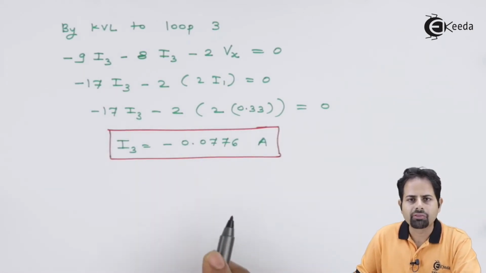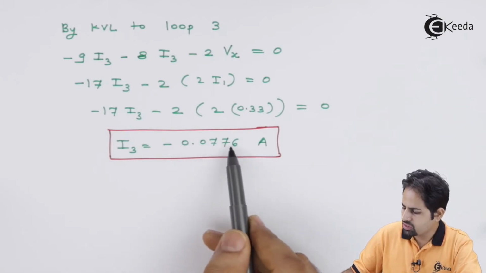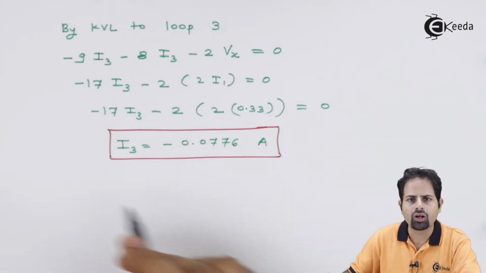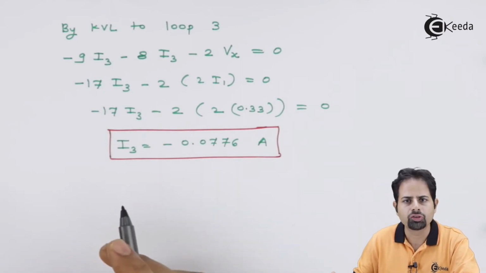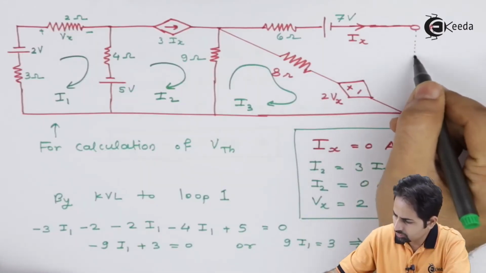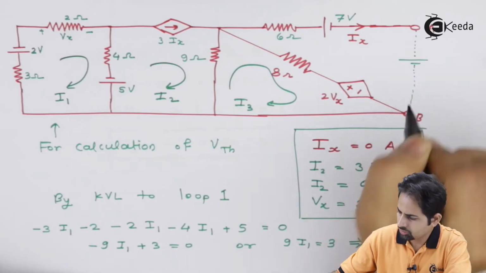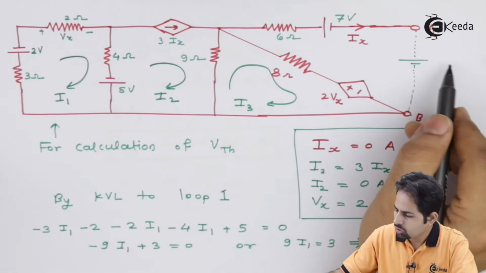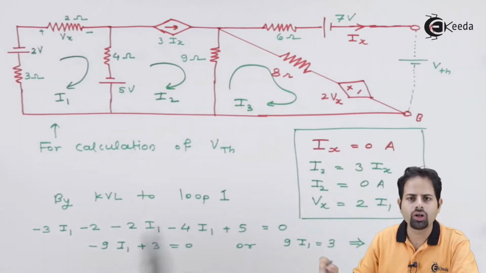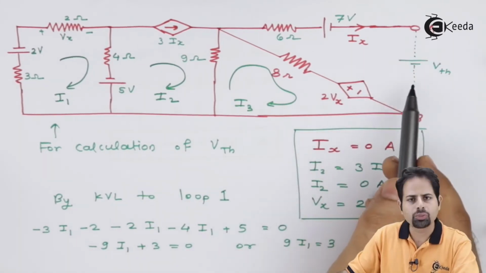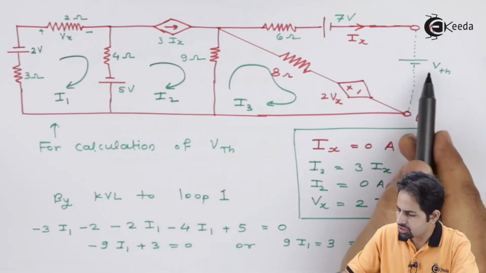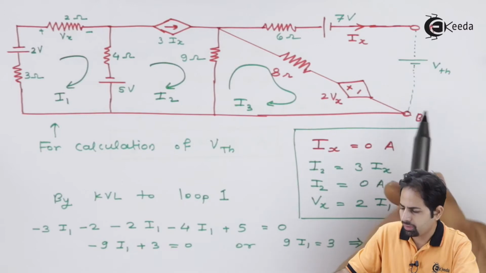So we have got I3 equal to minus 0.0776 amperes. And now our job is to apply KVL or this analysis to the final loop, which is having VTH. Here what I have done, I have just put a voltage source, which is called VTH. Of course, it is an open circuit, but we have to find the voltage across terminals A and B, which is called VTH. So I have taken the polarity like plus and minus.